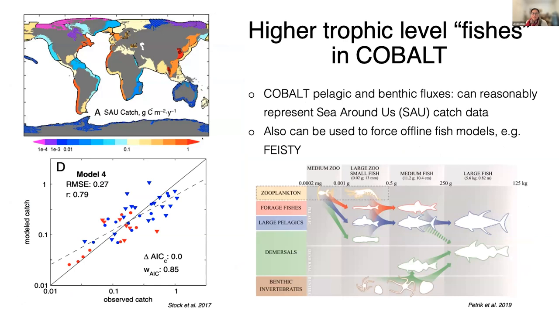So a little bit more about this higher trophic level loss term. As I mentioned, it is an approximation of the maximum potential fluxes of carbon and nutrients to pelagic fishes. Together with the benthic carbon fluxes, it has been used to create a statistical model that can reasonably approximate the catch data from the Sea Around Us project in large marine ecosystems. These higher trophic level losses, seen in these arrows here, hopefully you can all see my mouse, also have been used to force more complicated fish models such as FEISTY from Petrik et al. 2019.